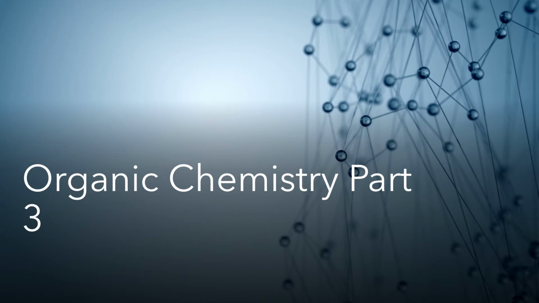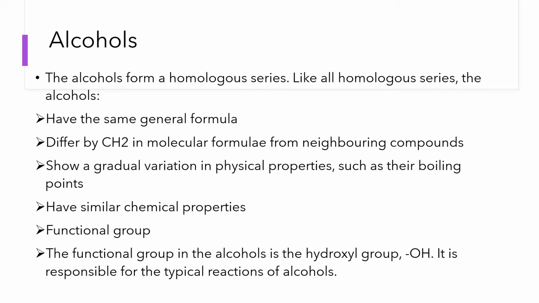Today we'll be looking at the organic chemistry part. So first we'll be looking at alcohols. The alcohols form a homologous series. Like all the homologous series, the alcohols have the same general formula. They differ by CH2 molecular formula from neighboring compounds.